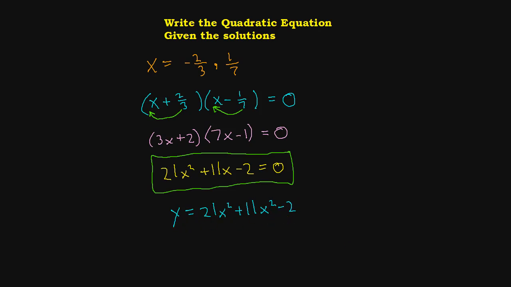Oh, oops! I did make a little mistake. I know that one of you would have caught that, but I'm going to try to catch myself in advance here. So anyways, if you took this 21x squared plus 11x minus 2, if I did the math correctly and you graph this, it should have an x-intercept at -2/3 and +1/7. Give it a try in Desmos.